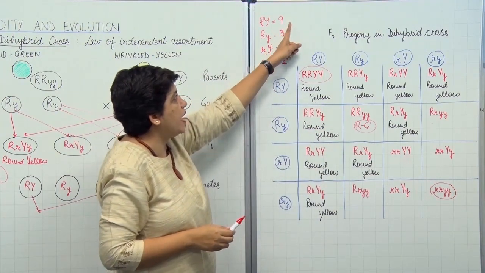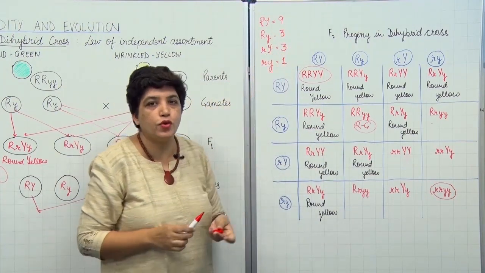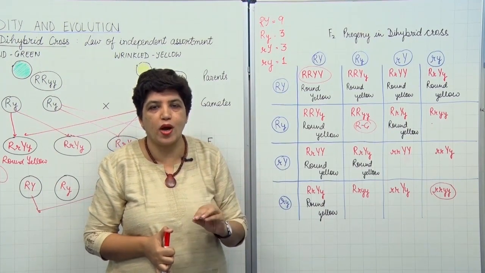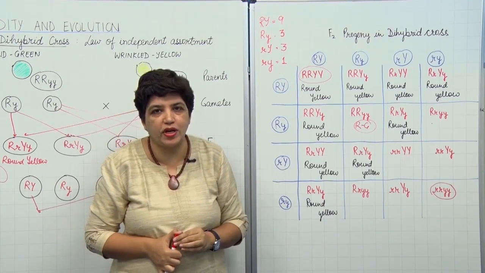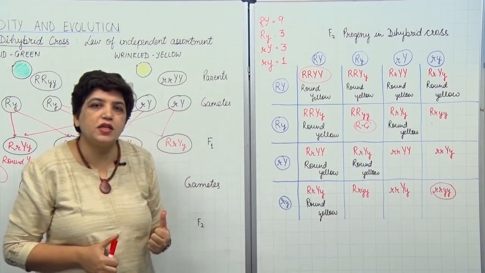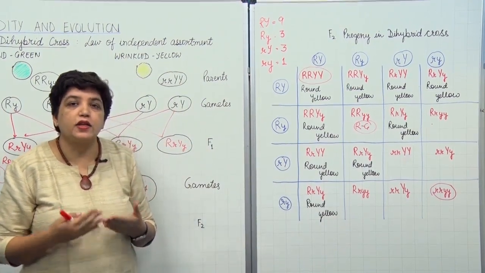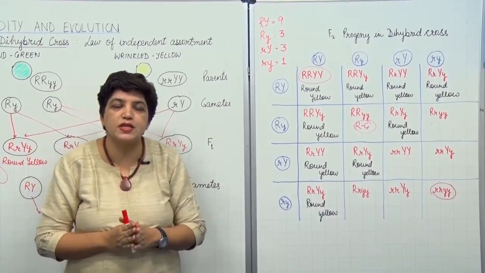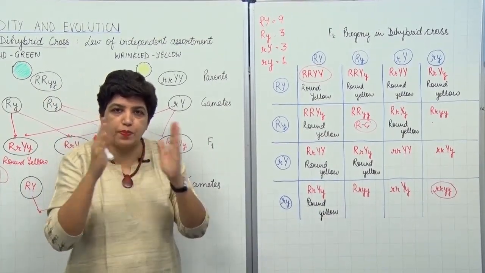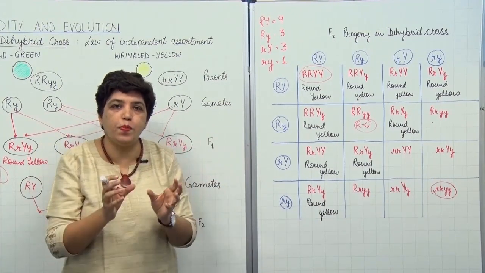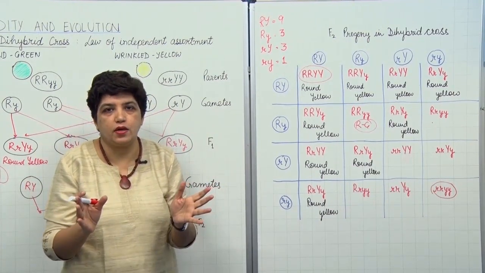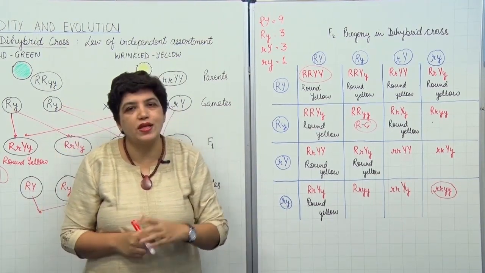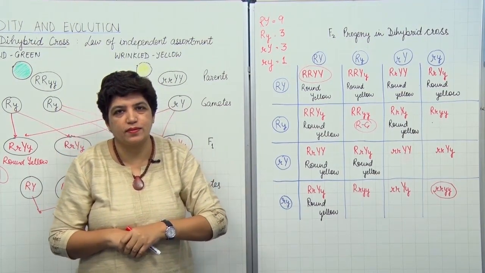So the ratio is 9:3:3:1. 4 types of plant in the ratio 9:3:3:1. This is called dihybrid ratio. From this, Mendel could tell us that during gamete formation and during fertilization, the pairs of the genes separate out and they form new pairs independently. Okay, so that is the law of independent assortment. Now let us move on to the next topic.